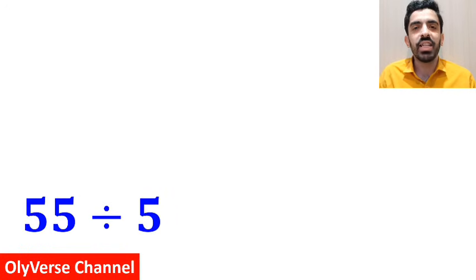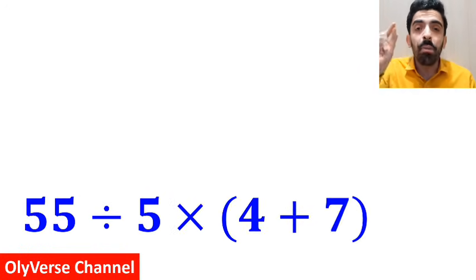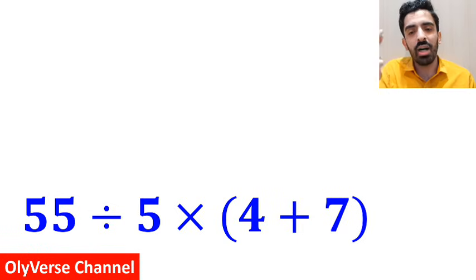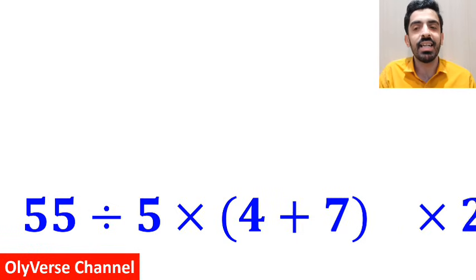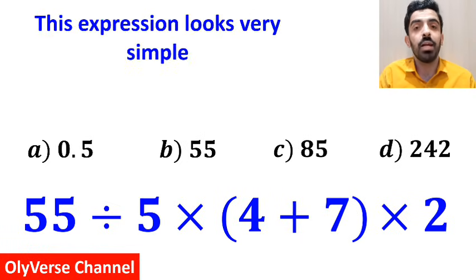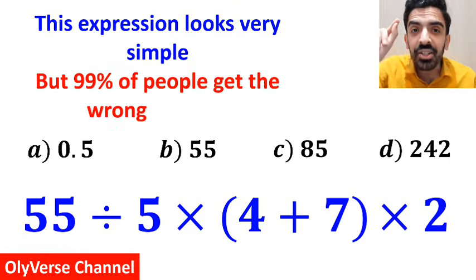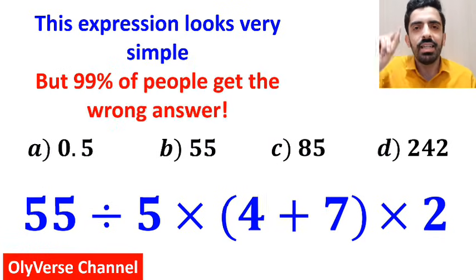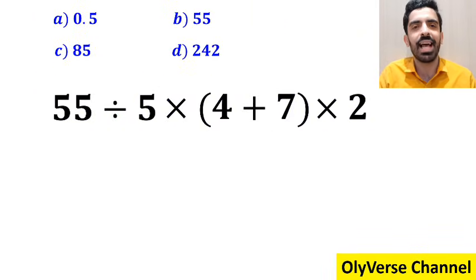What is the value of the expression 55 divided by 5 multiplied by (4 plus 7) and again multiplied by 2? Which option do you think is the correct answer to this question? This expression looks very simple, but 99% of people get the wrong answer. Let's go step by step and solve it together.